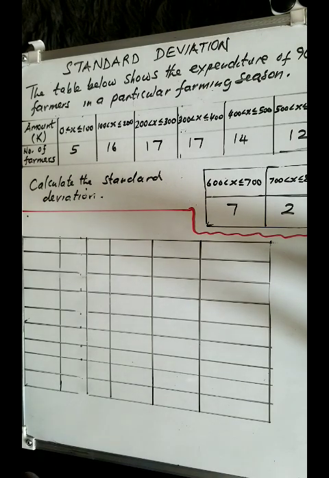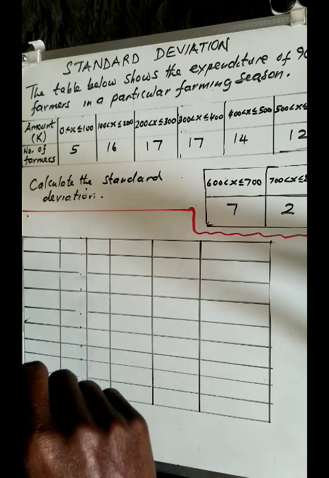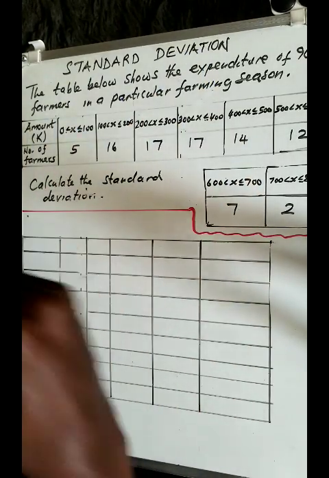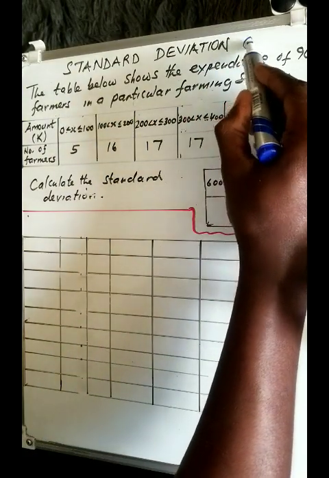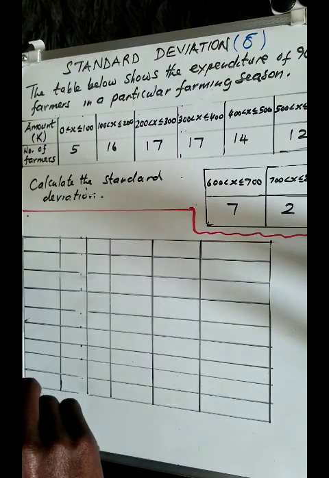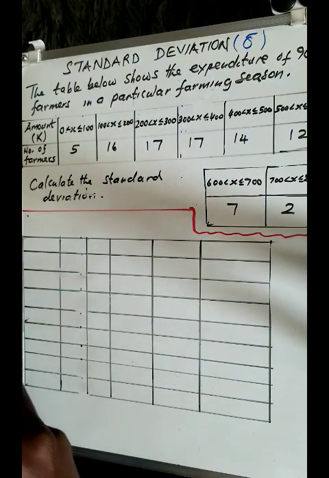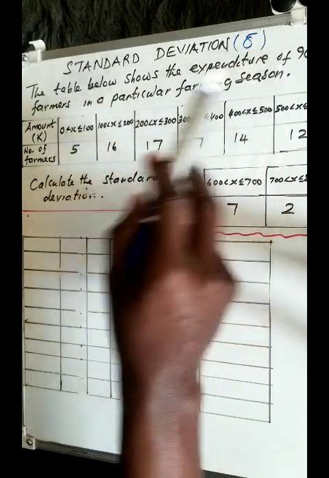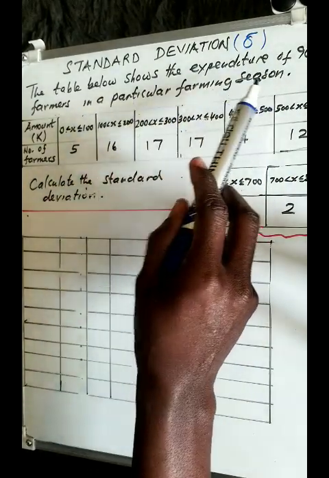So welcome to another segment of my mathematics videos, and this time I want to show you how you can find the standard deviation, usually given that symbol there. So it says the table below shows the expenditure of 90 farmers in a particular farming season.